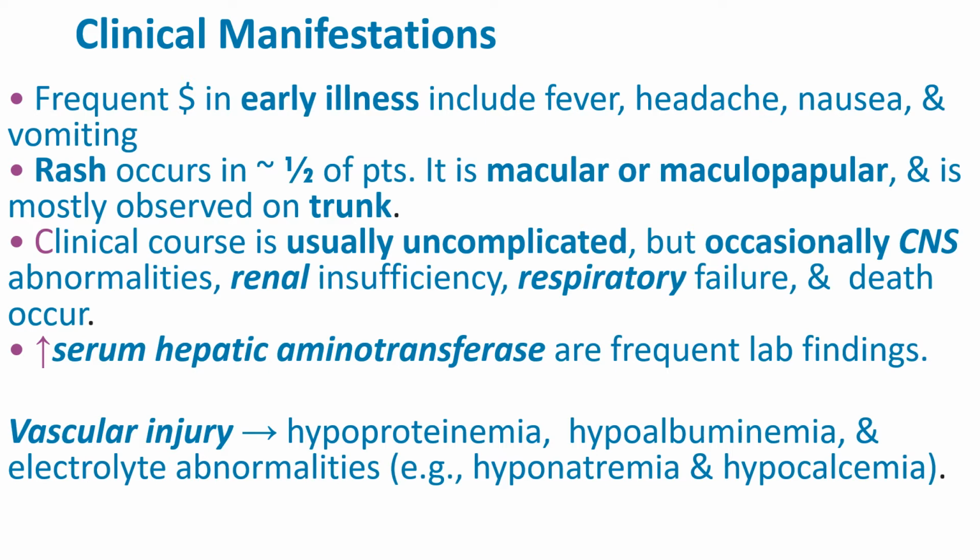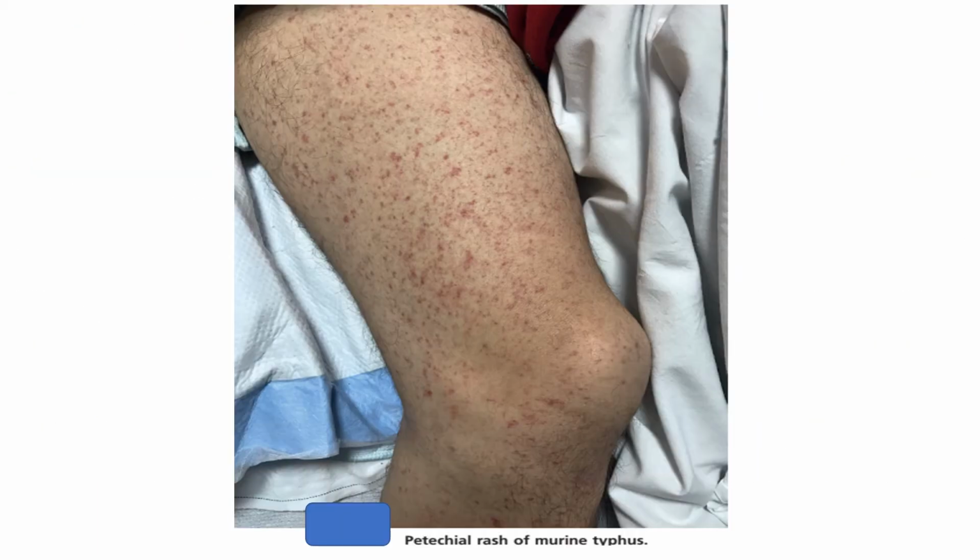Increased serum hepatic aminotransferases are frequent lab findings. Vascular injury will lead to hypoproteinemia, hypoalbuminemia, and electrolyte abnormalities, e.g. hyponatremia and hypocalcemia. This photo shows the petechial rash of murine typhus.